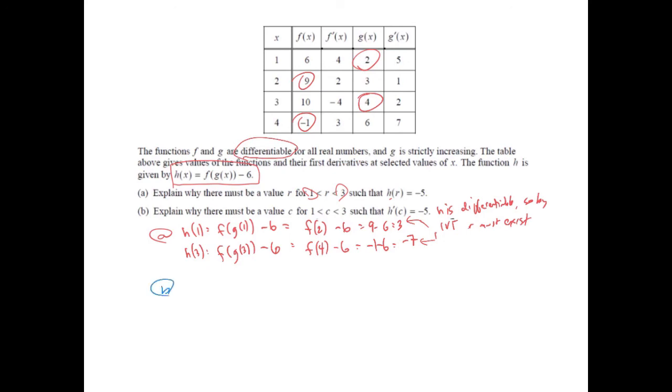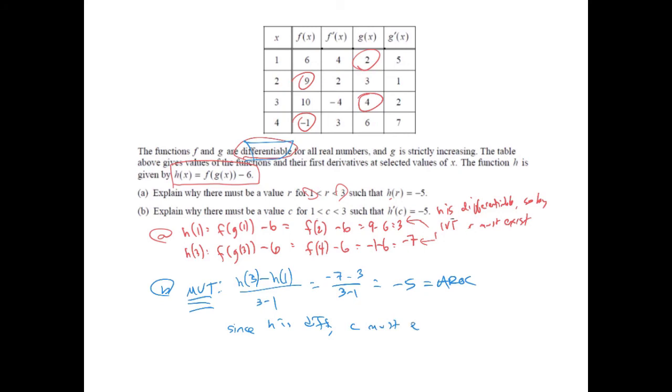So for part B, it says, explain why there must be a value such that h prime is -5. So this has a lot to do with an interval and a slope in the interval equaling something, and that's more like the mean value theorem. So if I looked at the mean value theorem and actually got the AROC over the interval, that would be h of 3 minus h of 1 over 3 minus 1. And we found from the first part, h of 3 was -7 and h of 1 was 3. So that gives you -10 over 2, which is -5. So the AROC is -5. So by the mean value theorem, since this function is differentiable, then c must exist. There must exist some c in the interval such that the IROC equals that, and the IROC is h prime of c.